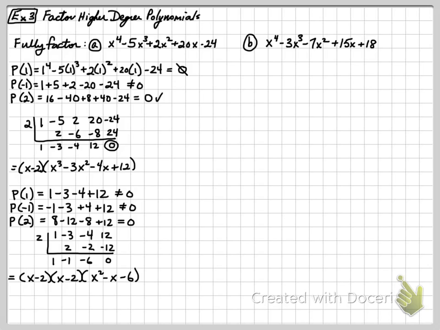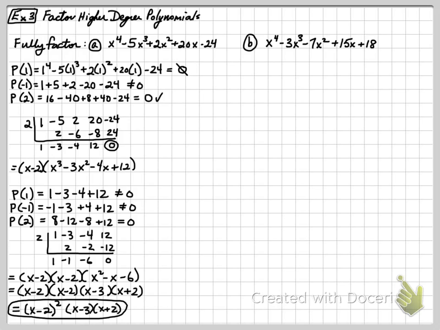My last step is to now factor the x squared minus x minus 6, which I can use the sum product method on. So now that's going to break down into x minus 3 times x plus 2. And when I bring down the x minus 2 times the x minus 2, I'm ready to write it in its final form. Notice that I have two x minus 2's, so I'm going to say this is equal to x minus 2 squared times x minus 3 times x plus 2. There's my final answer.